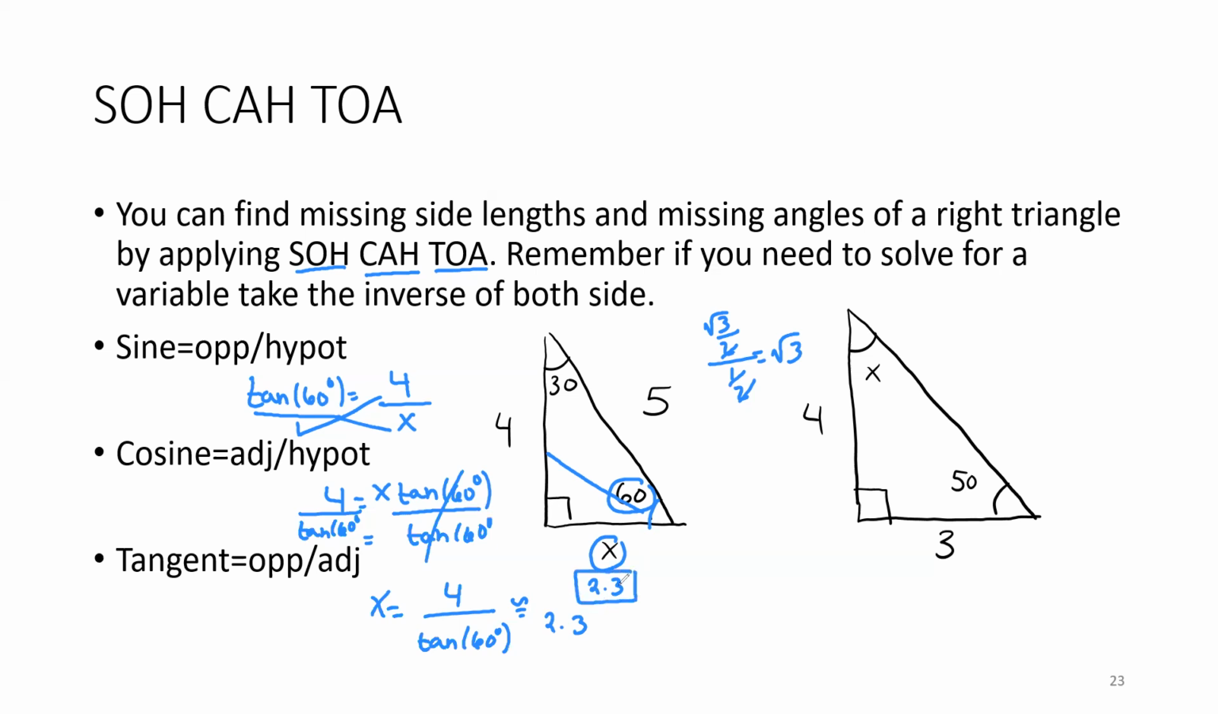Okay, so that's how you find small x. Now let's look at this other example. Let's say you want to find an unknown angle using SOHCAHTOA. This is the part where it says, remember, if you need to solve, take the inverse of both sides. I'll explain that. We haven't gone over inverse, but we'll learn it later.